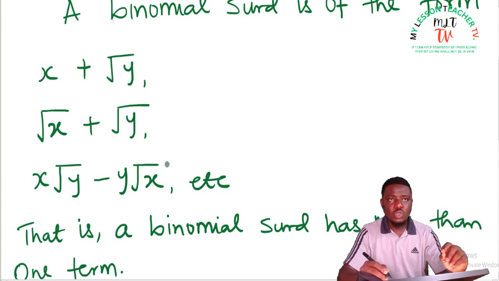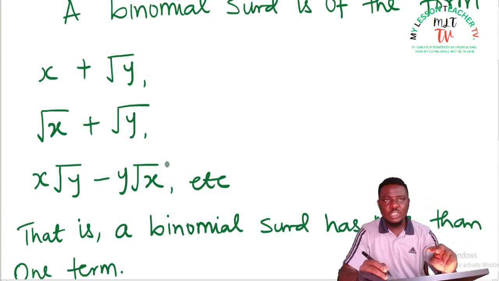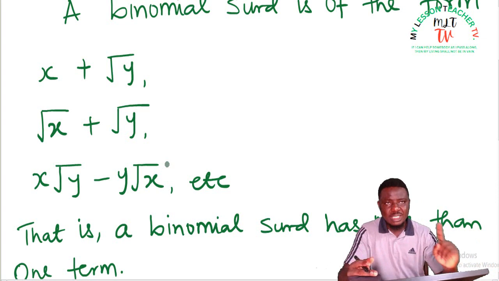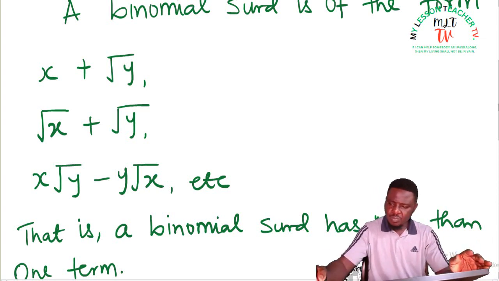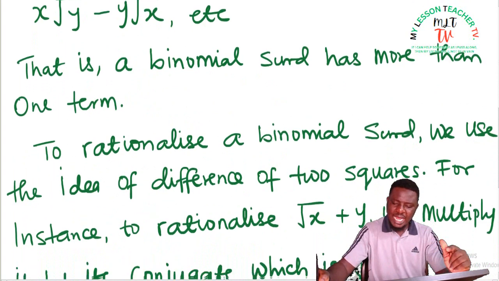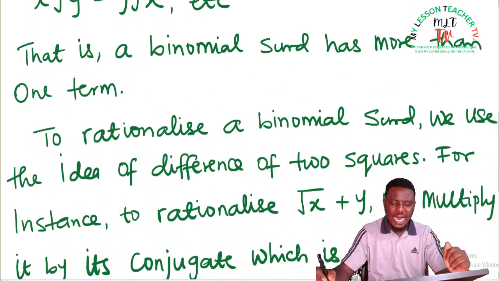A binomial SURD is said to be a two-term expression where one is in SURD form. And these are the various examples you can get. So both of them can be in SURD form, or at least one is in SURD form. That is, a binomial SURD has more than one term. To rationalize a binomial SURD, we use the idea of difference of two squares.